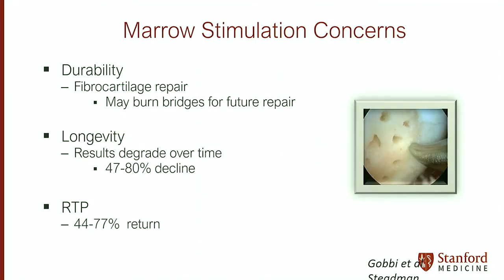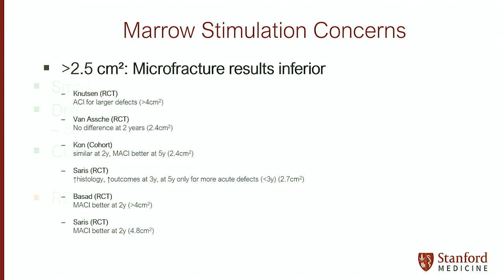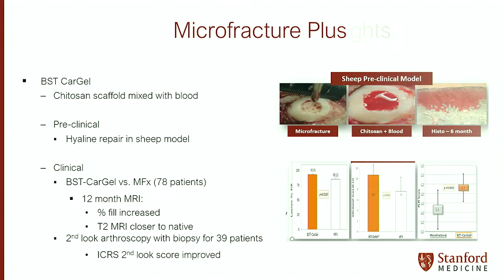I do have concerns about marrow stimulation. We can discuss them. We talk about durability of the repair, longevity of these results, and return to play, as we'll see, versus OATS autograft or versus osteochondral allograft. The results when you get bigger than 16 to 18 millimeter diameters are inferior in multiple studies. If it's small, well-contained, acute, younger, so ideal candidates, if you're using a drill over a pick, if you're going smaller and deeper, if you consider augmentation as you have available here, and you stick to the rehab very compliantly, then I think you have the opportunity for a good outcome.